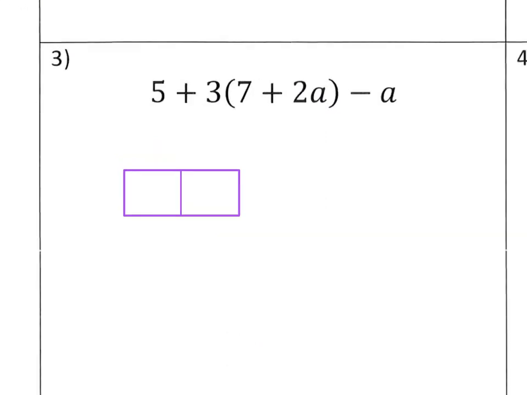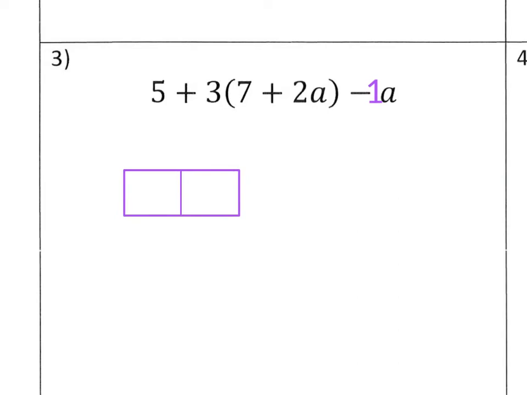Okay, for number 3 here, I see the 5 plus 3 times the 7 plus 2a minus a. The first thing I want to do is I'm going to sneak in a 1 in front of the a because I want to remind myself that this isn't just an a by itself. It's actually implying that there is one a here, a minus 1a to be exact for this question. So I need to sneak in that negative 1 in front of the a, so I remember that that's actually negative 1a.